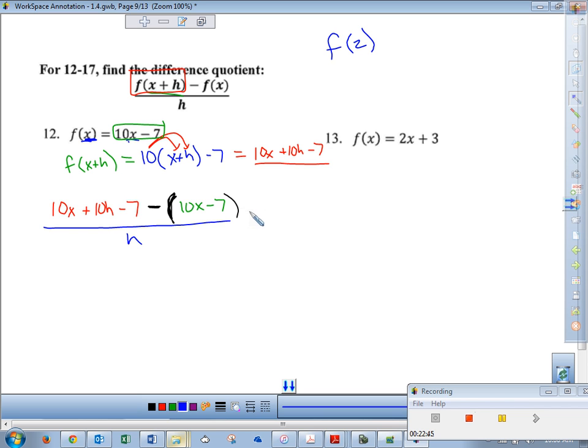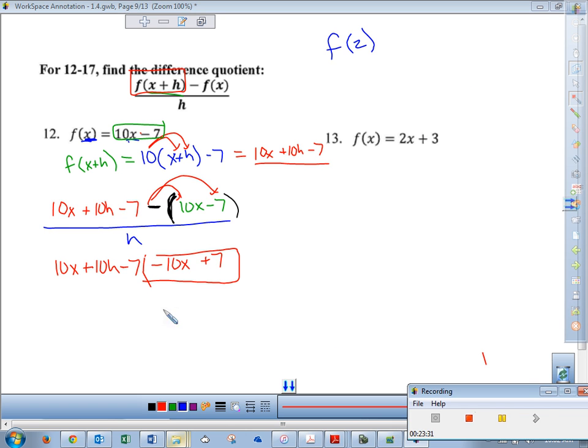Now let's clean it up. You've got all this red stuff that doesn't change, 10x plus 10h minus 7. But don't I have to distribute this negative through the parentheses? And we'll do this first one the long way, then we'll see a shortcut. Doesn't that become negative 10x plus 7? You with me on that? And just to show you what I'm going to do in the future, isn't this part right here the opposite of what that was right there, because you subtracted it?